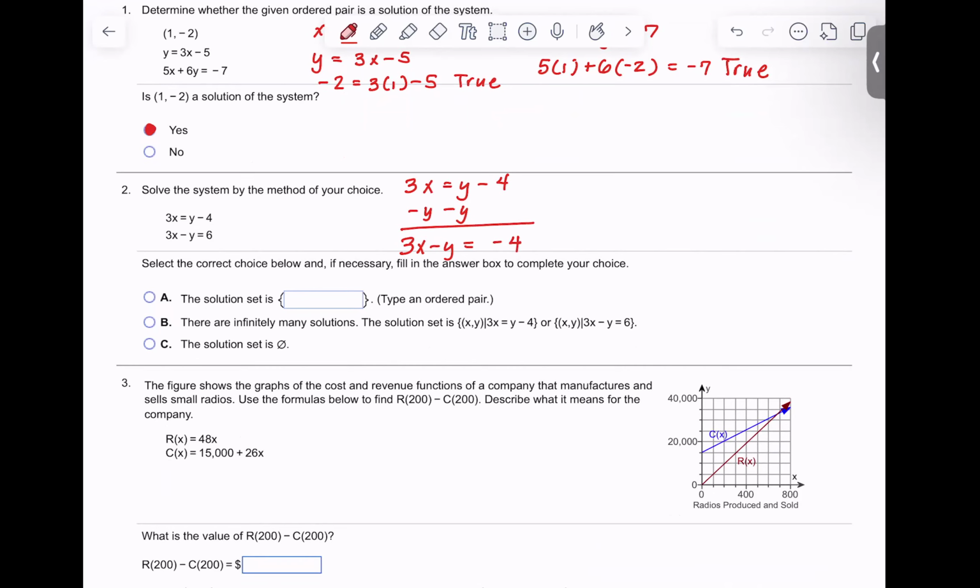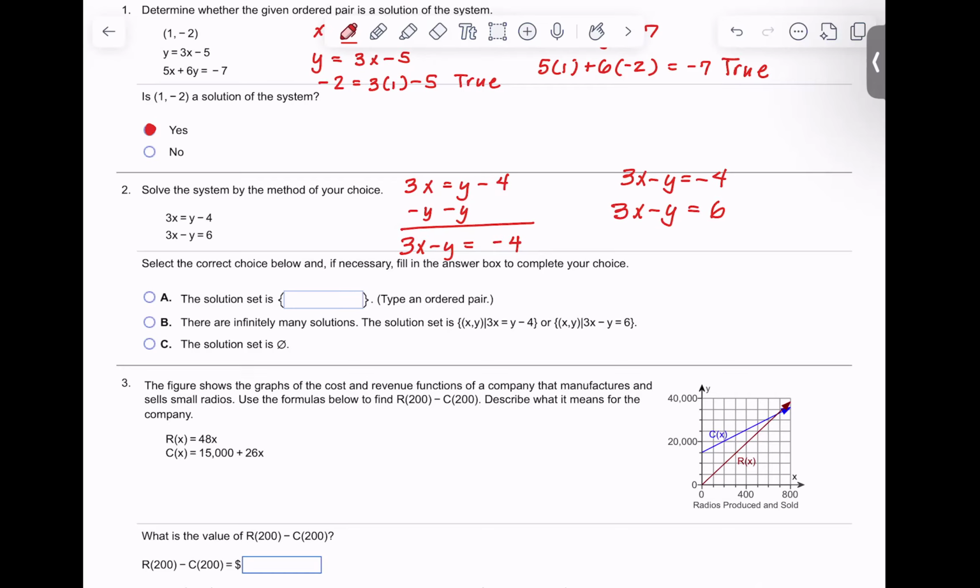So now my two equations are 3x minus y is equal to -4, and 3x minus y is equal to 6. Oh, well, that can't happen. You can't have the expression 3x minus y equal -4 at the same time that expression equals 6. That's not going to happen.